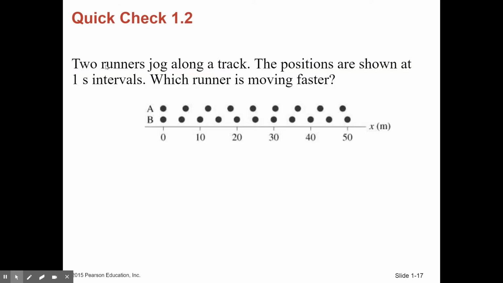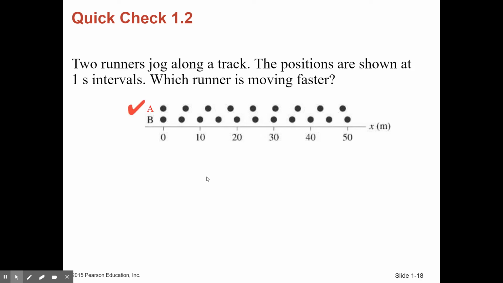Okay, here we have two joggers jogging along a track. The positions are shown at 1 second intervals. Which runner is moving faster? So again, here's A. You can see the distance between them, again 1 second, and here's B. All right, so runner A or B, which runner is moving faster? Give me a minute, think about it here. Not really a minute, but a few seconds.